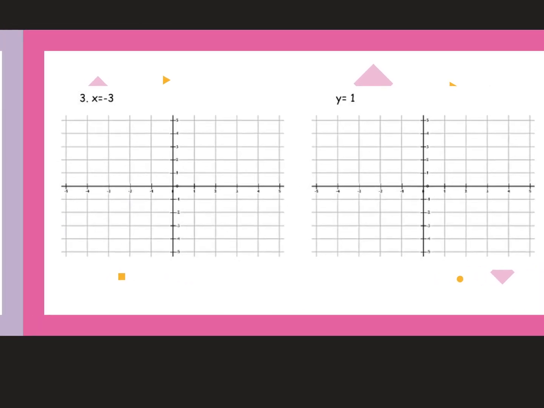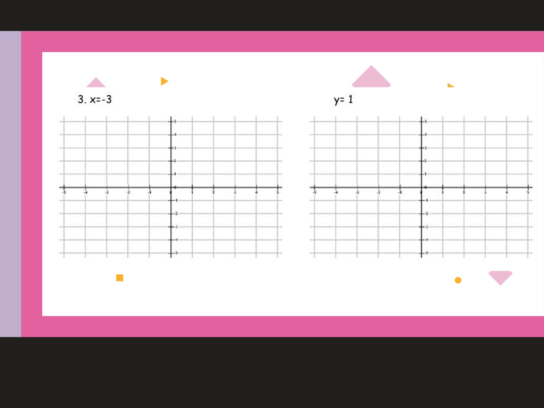All right. Same here for number 3. I have x equals -3. So I have an x-intercept at -3. And I have a vertical line at x equals -3. And for y equals 1, that is a y-intercept at 1. So I have a horizontal line at 1.